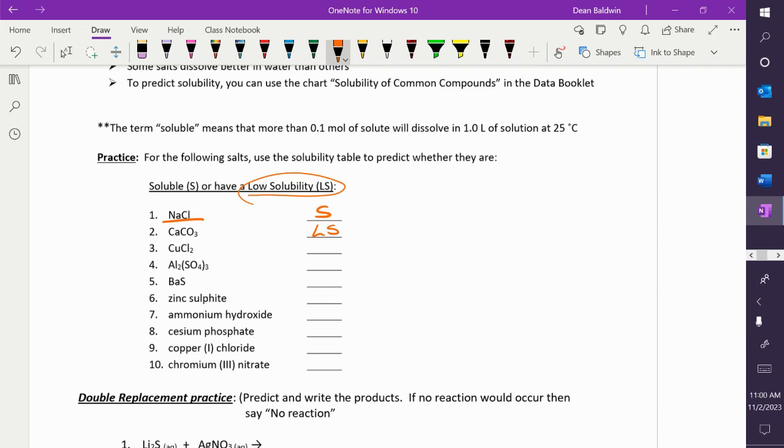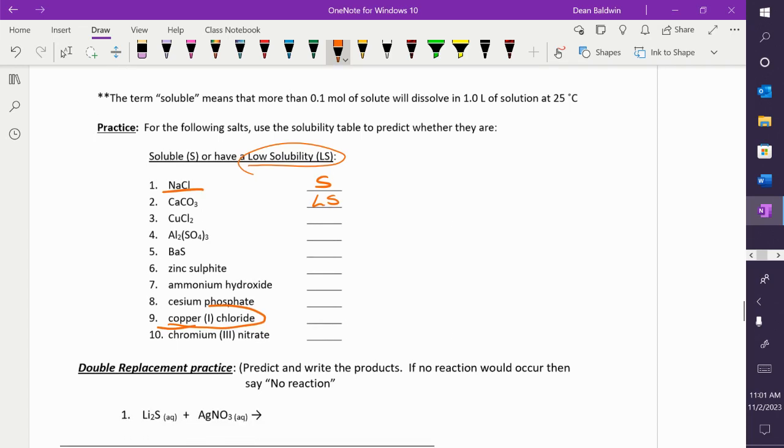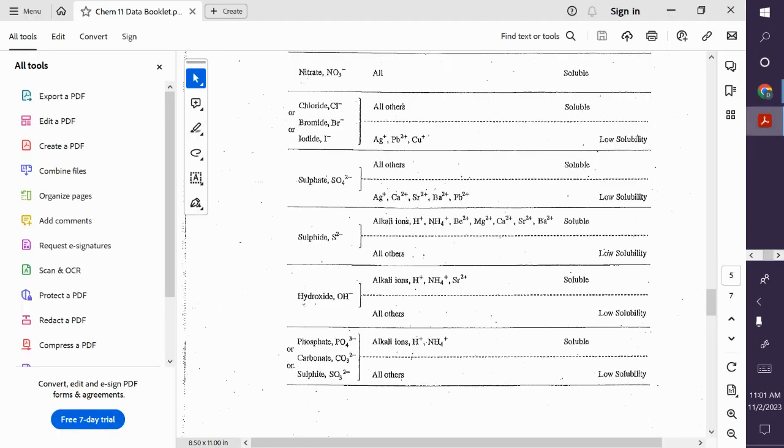Okay, so we pick another one. Let's go to copper 2 chloride, or sorry, copper 1 chloride. Find copper on the data table. Or is it chlorine? Okay, so here's chlorine right here. Copper 1 was the one that we had. Copper 1, Cu+, is low solubility.